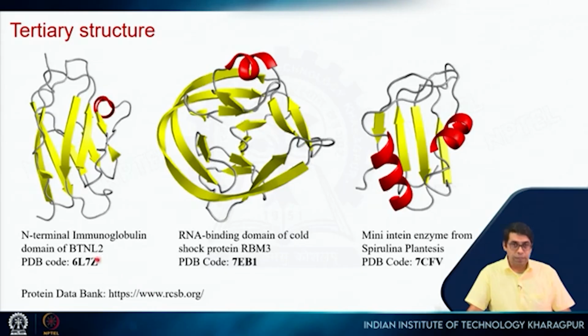Every protein structure is assigned a unique code which is called the PDB code. PDB stands for protein data bank. Every protein will have its unique alphanumerical code, and that defines that protein structure. If you go to the data bank, you can get a lot of information not only about the structure but also the function of the protein.